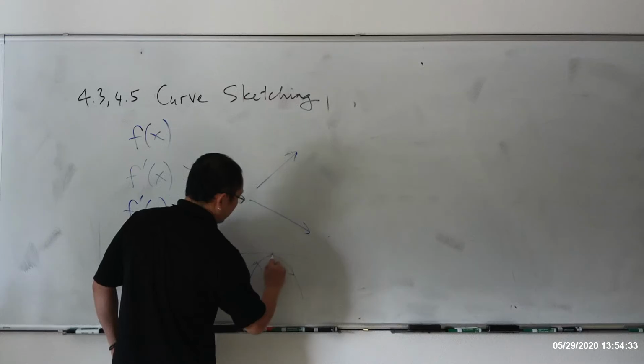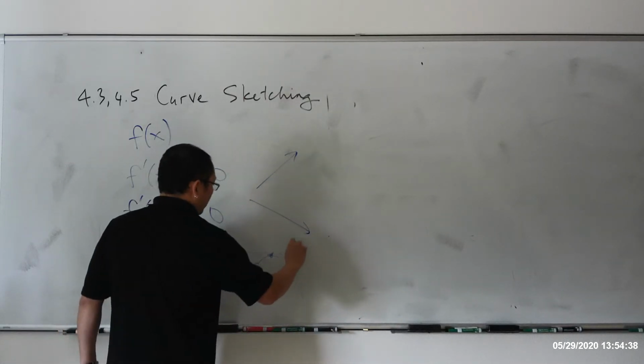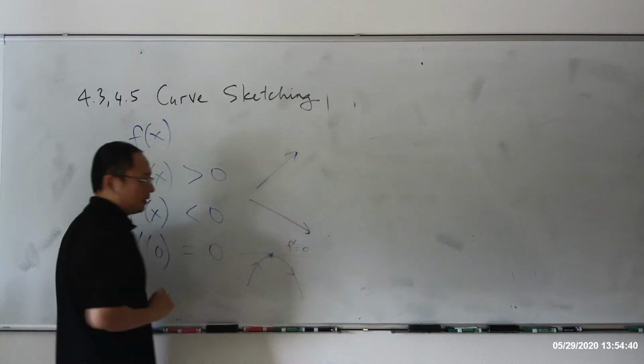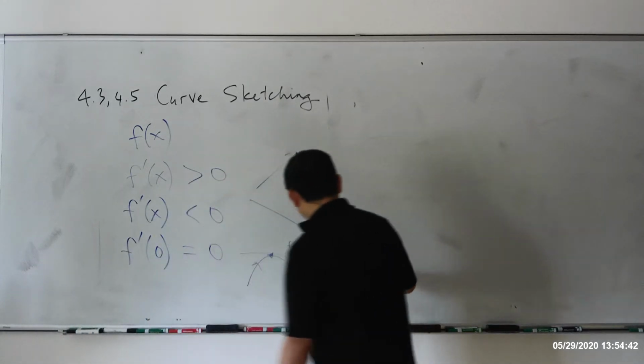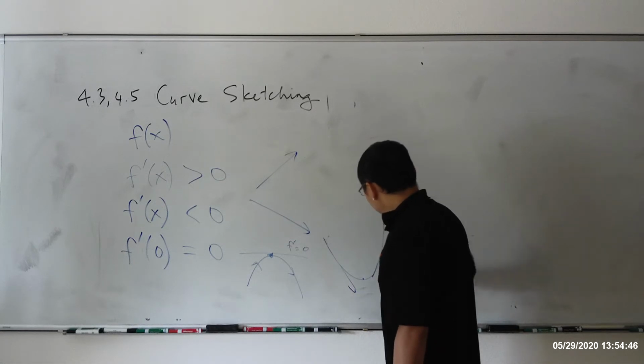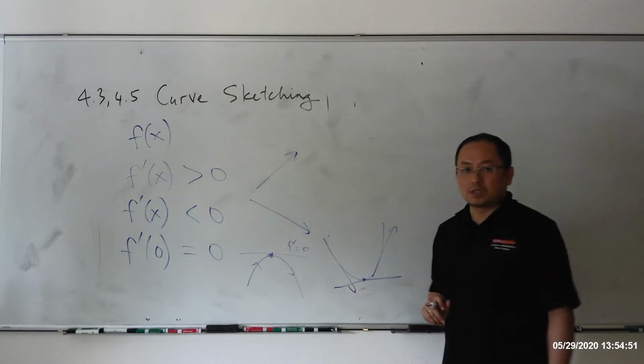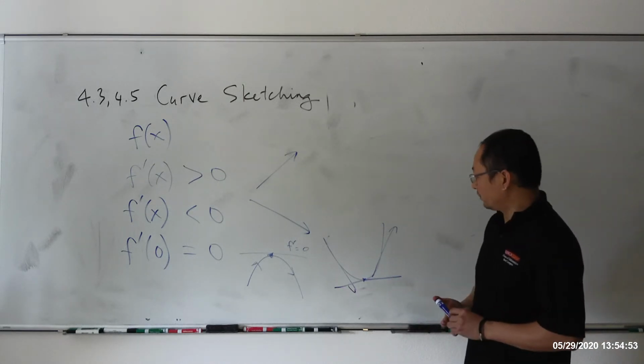At that point, the tangent line will be 0. F prime here equal to 0 means what? It's going to be a local max. Or if the graph goes this way, the graph tends to go down and then go up. This point right here is going to be a local min when the derivative equals 0. So that gives us a hint.